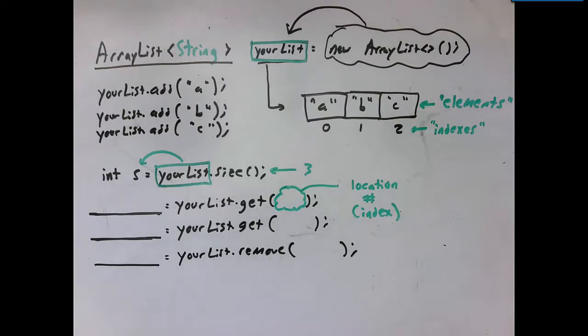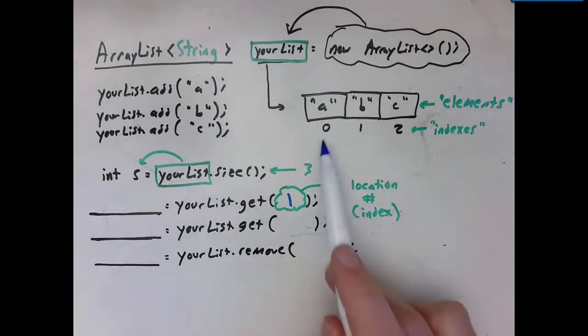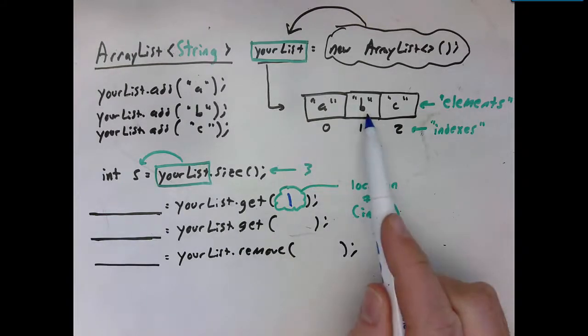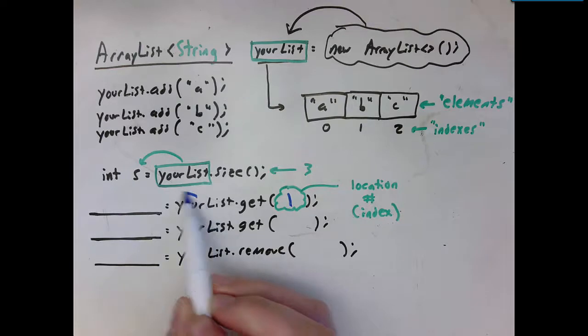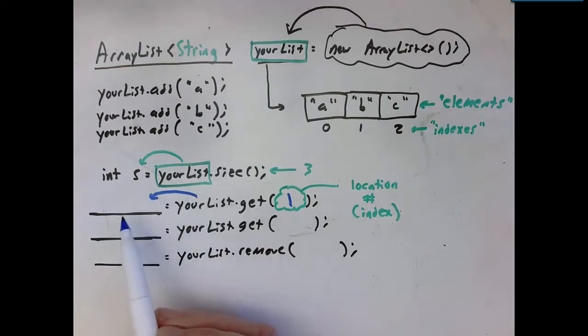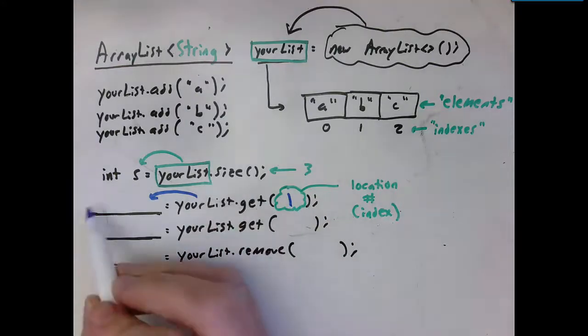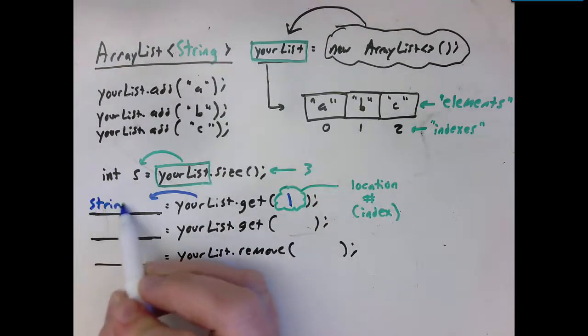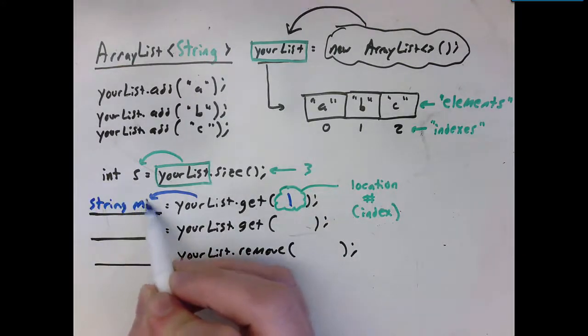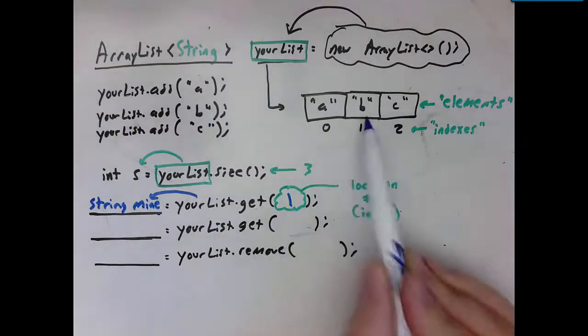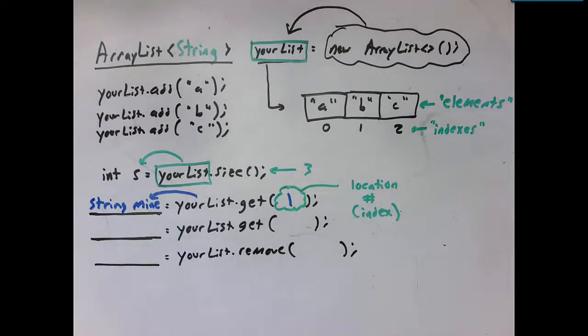So, for example, if I said, let's get 1, what the list would do is it would find index 1 and it would return B. And so we could have a variable here on the left which would save whatever was inside location 1. So let's call this string mine.